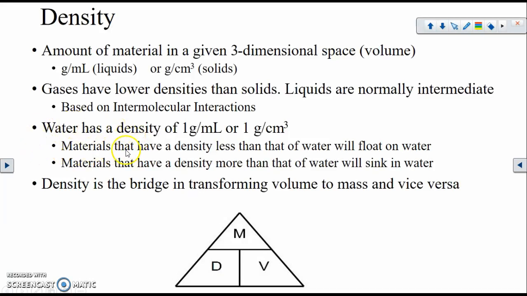Now, water has a density of 1 gram per milliliter or 1 gram per cubic centimeter. So that means to say that any material that has a density less than that of water will float, and so on and so forth. Now, you might be thinking to yourself, well, Abner, how does an aircraft carrier float on water? And why is it that I throw a rock, which is definitely way smaller than an aircraft carrier, and it sinks in water?